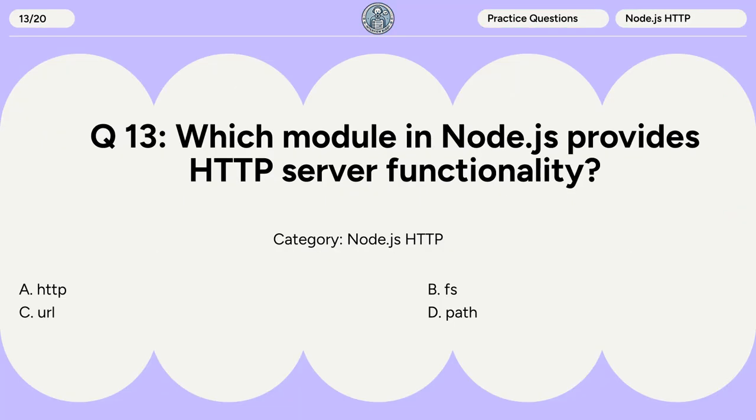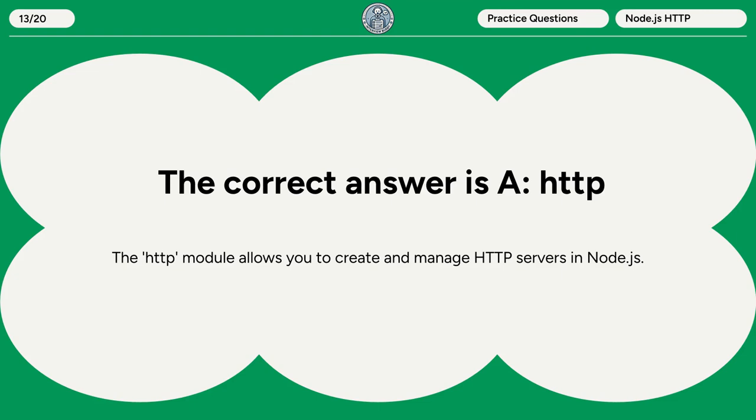Question 13. Which module in Node.js provides HTTP server functionality? A. HTTP. B. FS. C. URL. D. Path. The correct answer is A. HTTP. The HTTP module allows you to create and manage HTTP servers in Node.js.